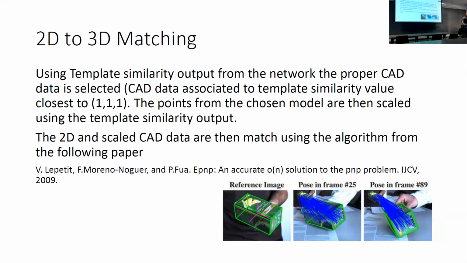The solution is rather fast, probably comparatively to the network. For the template matching, they just grab the template similarity values, whichever one's closest to 1, 1, 1, they take as their part, and then they compare the CAD data to the 2D points, and they get the rotation, the scale, and all the other values.